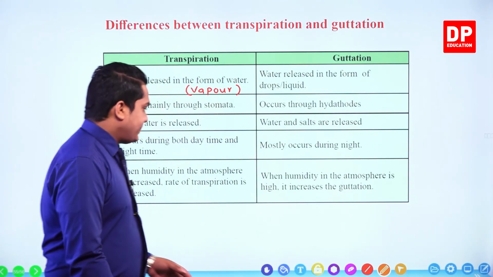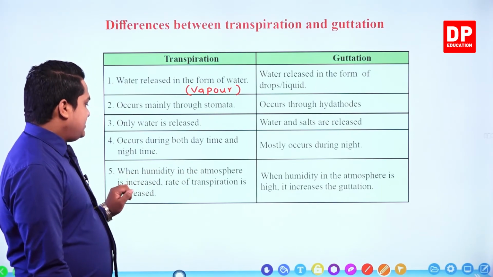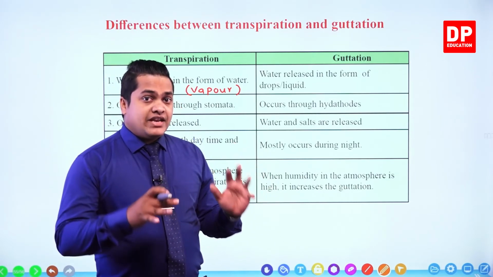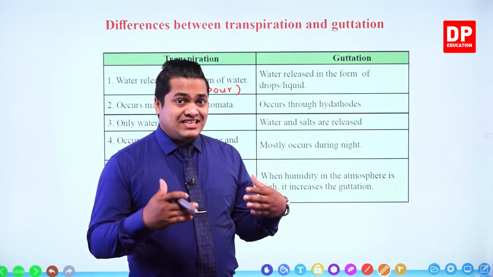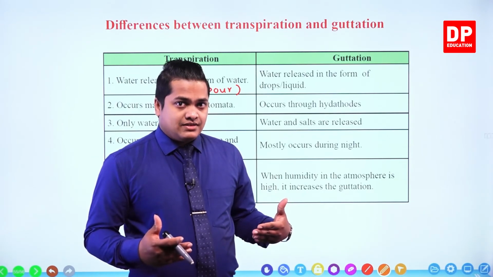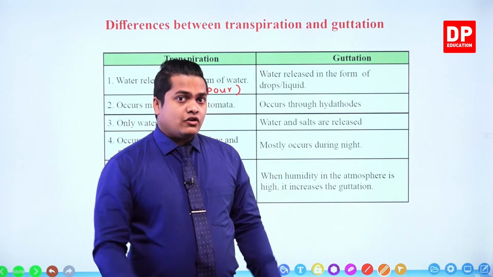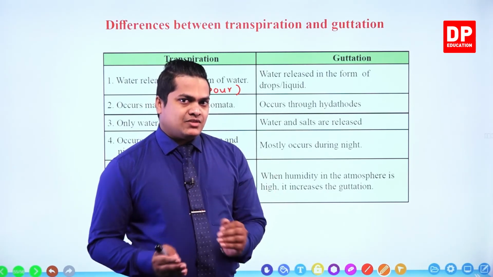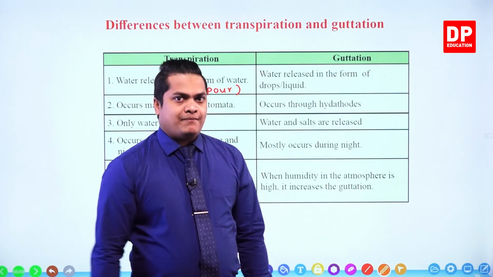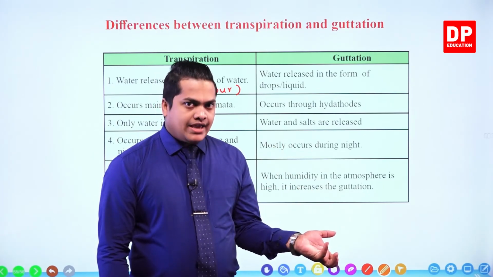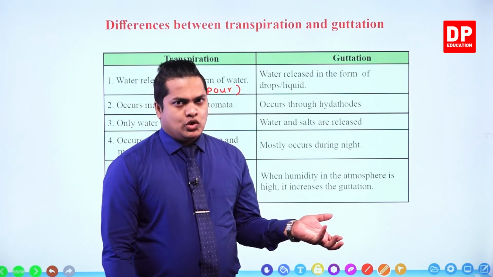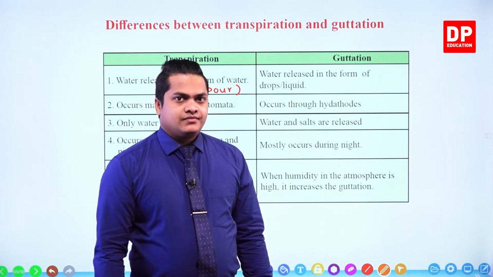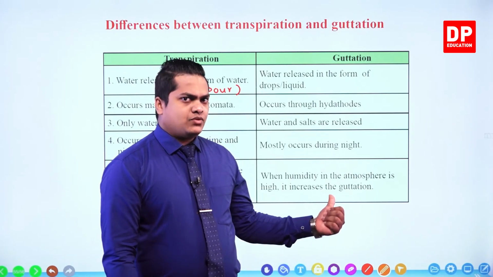Obvious. So here, when humidity in the atmosphere is increased, rate of transpiration is decreased. When humidity in the environment is decreased, like in a sunny day, then the rate of transpiration is very high. So humidity and transpiration have an opposite relationship. When humidity is high, transpiration rate is low. When humidity is low, transpiration rate is high. Okay. But what happens with the guttation?